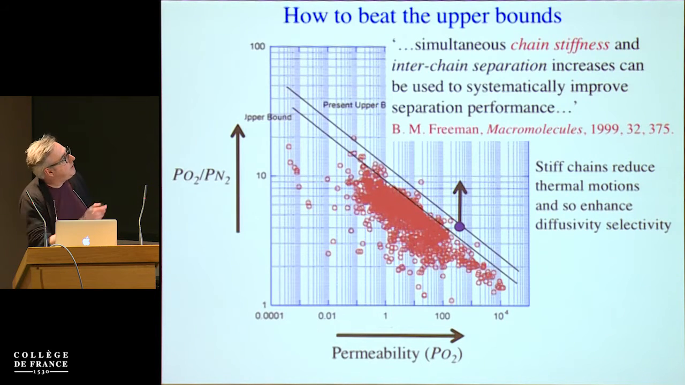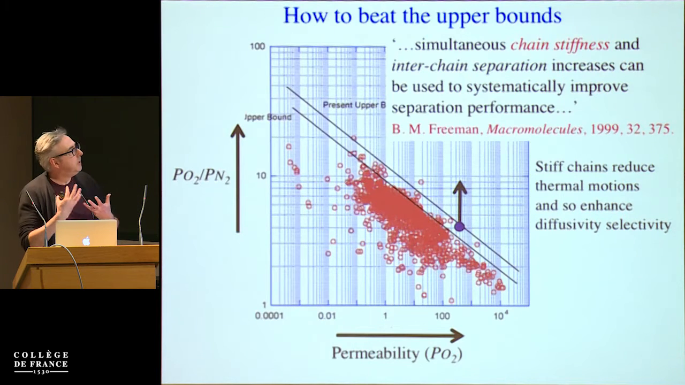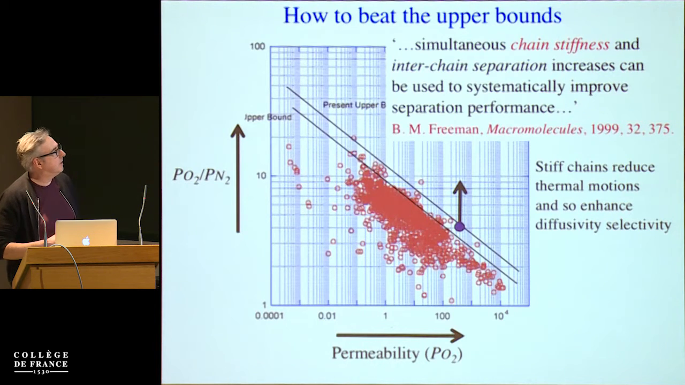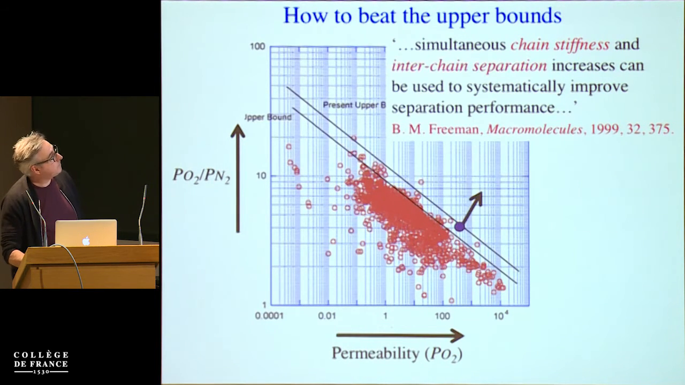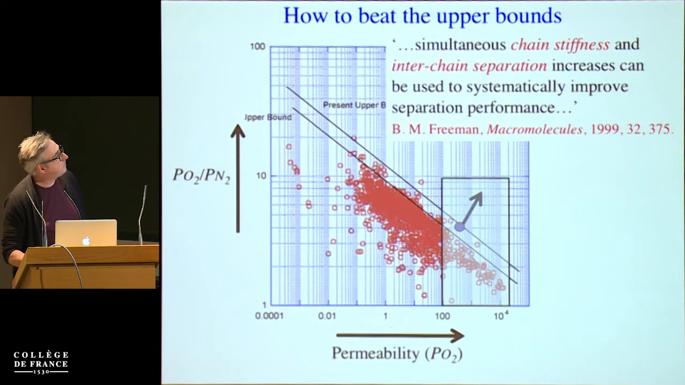What's much more interesting is to increase the chain stiffness of the polymer, and that reduces the thermal motion of the polymers, and so really can increase the diffusivity selectivity, the size selectivity of the polymers, and that's an interesting objective. And if you can do both, that's even better. You can get into a really nice region of the Robeson plot, not just for oxygen nitrogen. This would also follow for all the other Robeson plots as well.